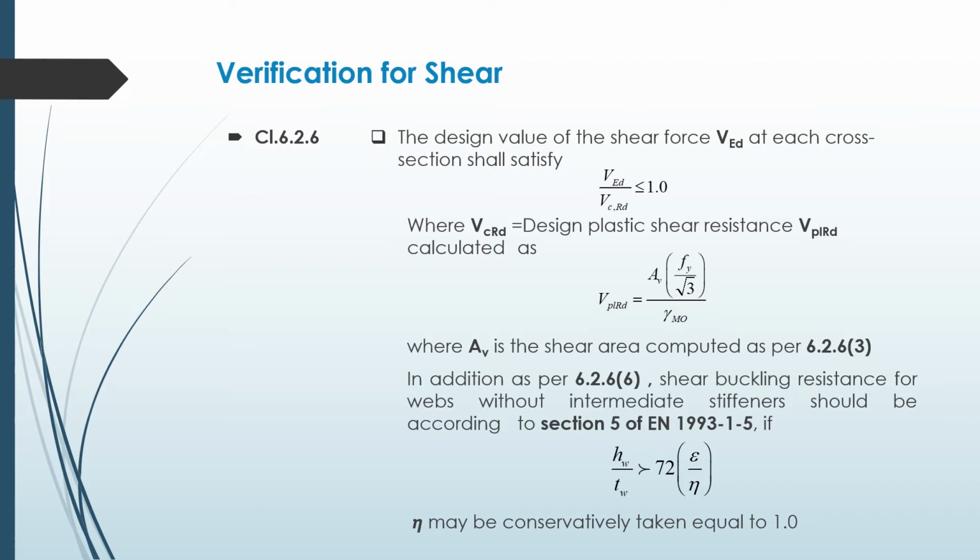6.2.6(3) of the code. In the case of deep girders, it is possible that the shear failure is associated with buckling. Accordingly, for webs without intermediate stiffeners, the capacity shall be verified as per section 5 of EN 1993-1-5 if h_w by t_w is greater than 72 epsilon by eta, where the factor eta may be conservatively taken equal to 1.0.